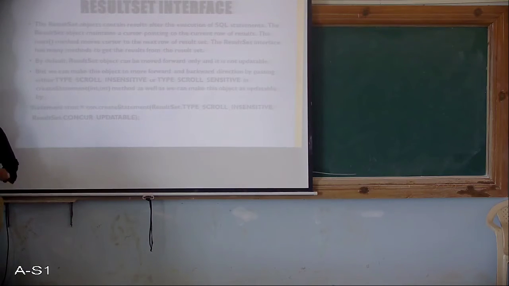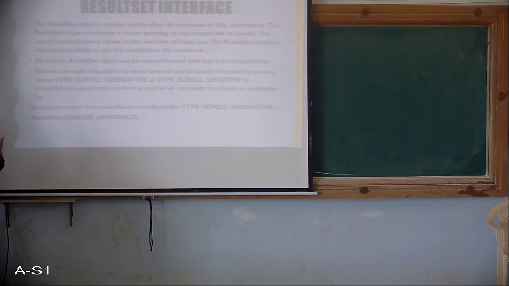Then the result set object maintains a cursor pointing to the current row. Obviously there can be many results fetched from the execution of a statement, and they will be in the form of rows, from which we need to fetch the values. So your result set maintains a cursor to the row you wish to access, and that is maintained using this.